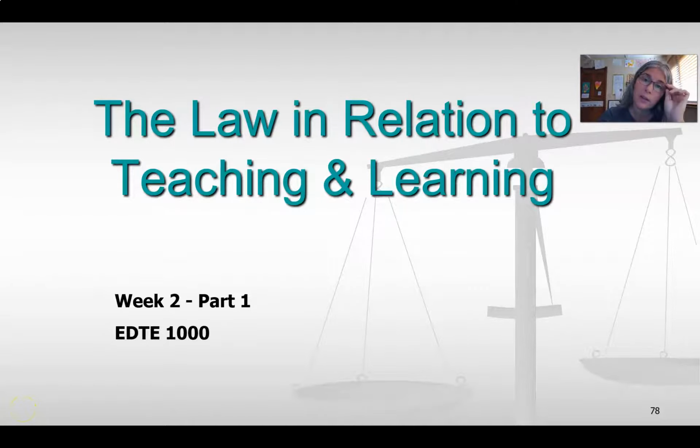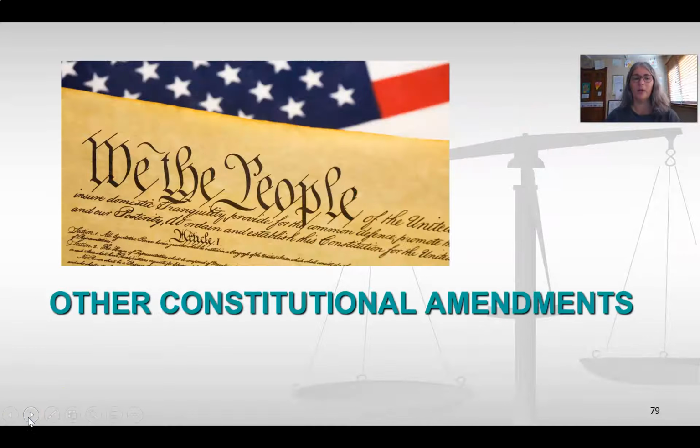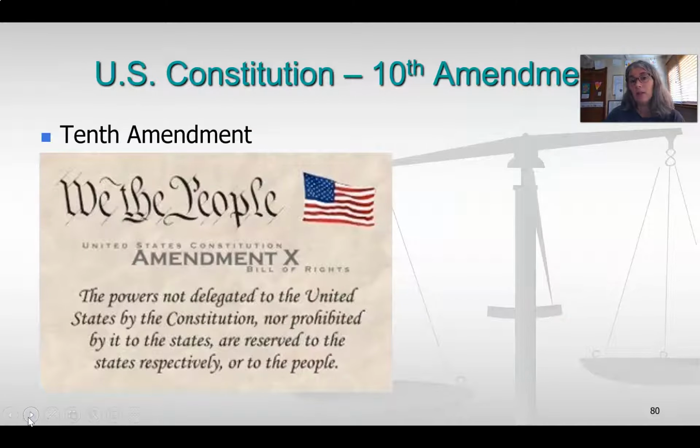So originally we took 2 videos to take a look at freedom of speech. Now we're going to continue on looking at other laws related to teaching and learning. So let's move forward. We're going to still stick with the Constitution and then move into some other laws. So let's move into the 10th Amendment.